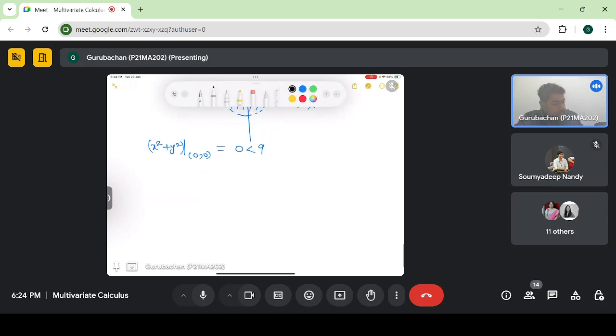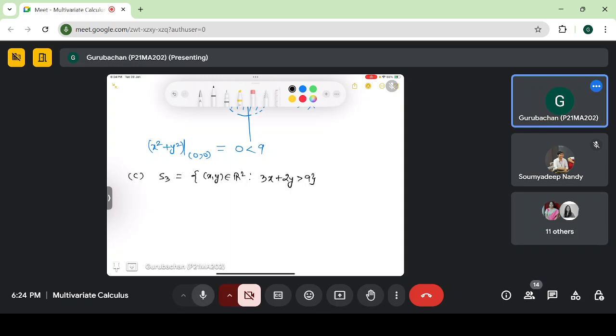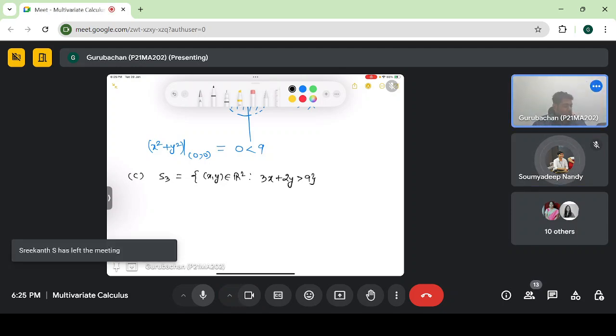Now let me give you another set S3, which is the collection of all those points in R squared such that 3x plus 2y is greater than 9. Now please try this. Is it an open set or a closed set? So it will also be open. Reason?